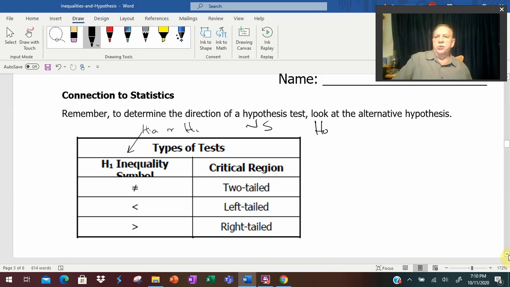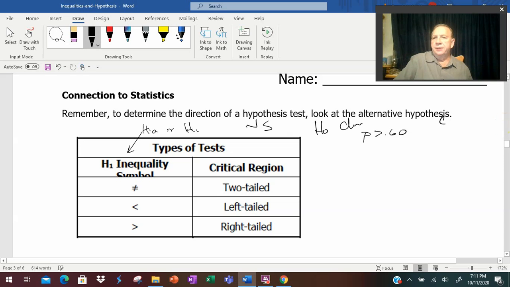Let's do it with the proportion. Let's say somebody claims that the proportion of U.S. citizens who prefer Mountain Dew is greater than 60%, not at least 60%, but greater than 60%. Okay, so that's more on this side. So I've got some claim: the proportion of U.S. citizens who like Mountain Dew is 60%. Okay, so we'll have to do a complement.